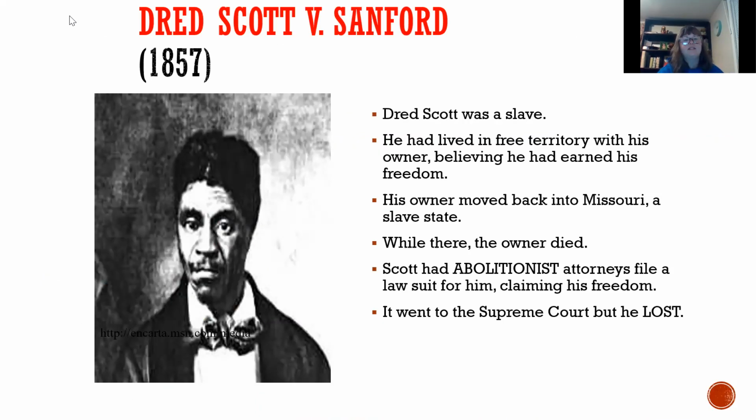All right, so we have Dred Scott versus Sanford. So Dred Scott was a slave. He had lived in free territory with his owner, believing he had earned his freedom. His owner moved back into Missouri, a slave state. While there, the owner died. Scott had abolitionist attorneys file a lawsuit for him, claiming his freedom. It went to the Supreme Court, but he lost.